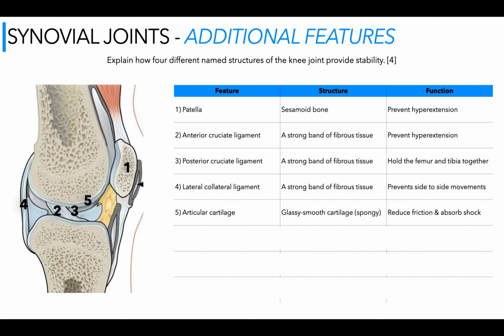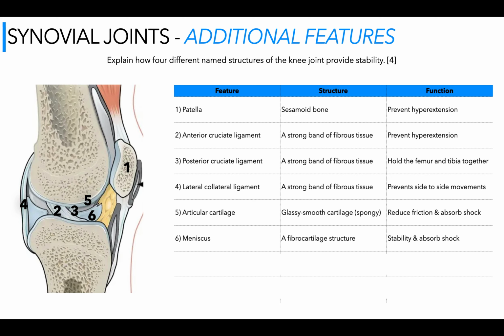Number 5, I've put this one in again, but it's the articular cartilage from the last slide, a typical feature if you like. So we know it's that glassy smooth cartilage, that spongy type, and we're absorbing shock and reducing friction. 6, we have the meniscus, and this is another fibrocartilage structure, and it's there to provide stability to the knee and also aid in absorbing shock. So a lot of similar functions here.